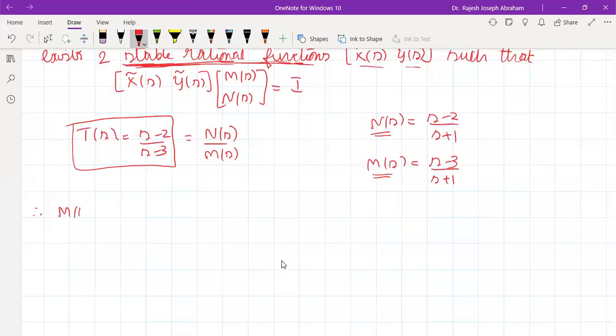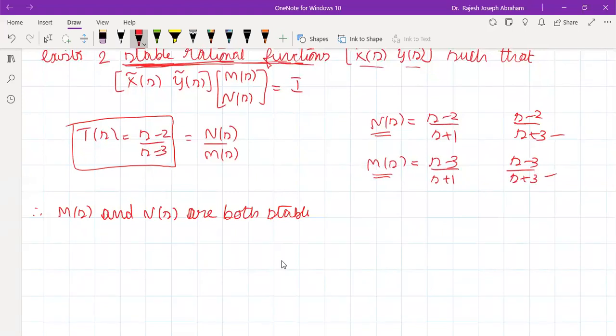So m of s and n of s are both stable. If you want, you can take this as s minus 2 by s plus 3 and this as s minus 3 by s plus 3. That is also stable, because here the pole is at -3 and here also the pole is at -3. That is why co-prime factors are not unique. There can be many possible combinations. So m of s and n of s are both stable and they are co-prime.